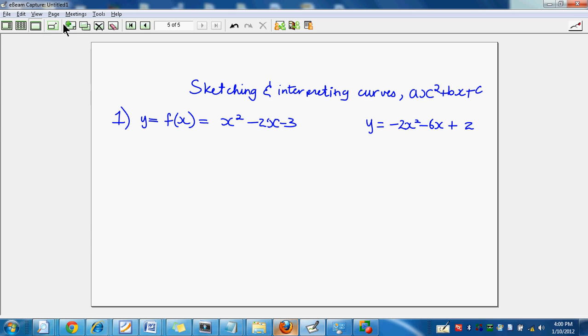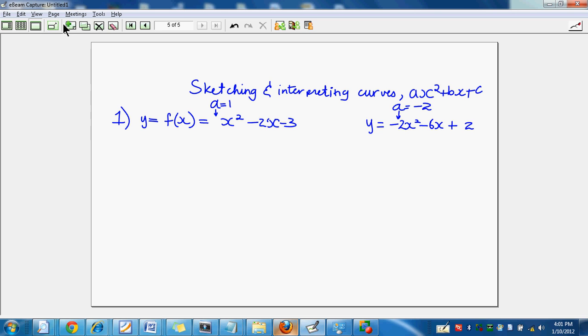But we have to be able to identify what A is before we could even find out what the sign of A is. So in the first one, which is y equal to f of x, equal to x squared minus 2x minus 3, A in this case would be what? A is equal to 1. A is the coefficient of x squared. It's the number in front of x squared, and in this case the coefficient of x squared is 1. It's understood to be 1, right? That's a reminder. In this case here, y equal to minus 2x squared minus 6x plus 2, A is equal to what? A is equal to minus 2. A is the number in front of x squared.